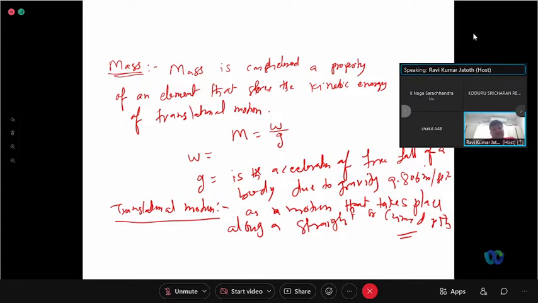Now, translational motion. The motion that takes place along a straight line is called translational motion. So we are going to model mechanical translational systems. When you apply force, the motion that takes place is along a straight line. The motion that takes place about an axis is called rotational motion. So our objective now is restricted to mathematical modeling of mechanical translational systems. So the first property is mass.